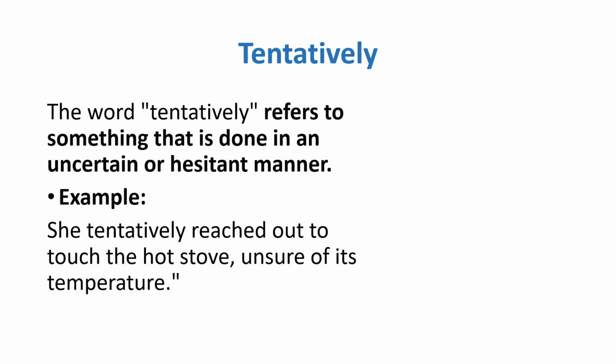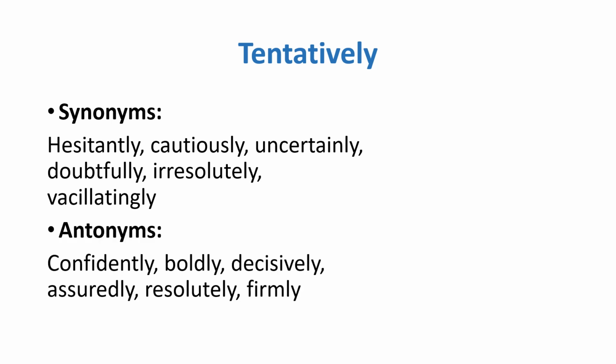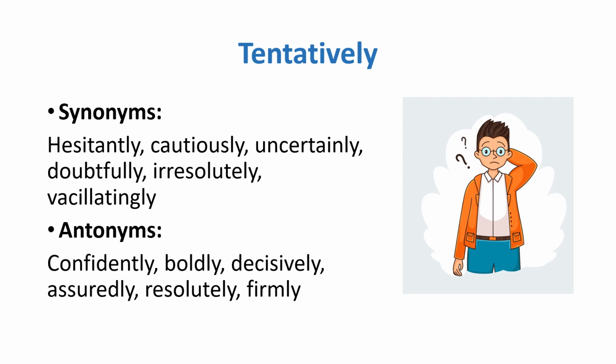Examples include: she tentatively reached out to touch the hot stove, unsure of its temperature. Next, its synonyms include hesitantly, cautiously, uncertainly, doubtfully, irresolutely, and vacillatingly. And antonyms include confidently, boldly, decisively, absurdly, resolutely, and firmly.